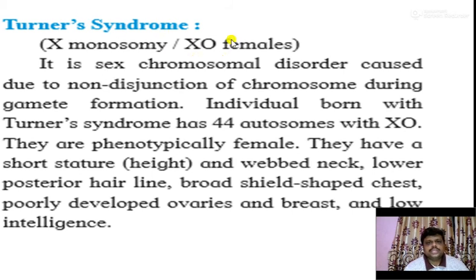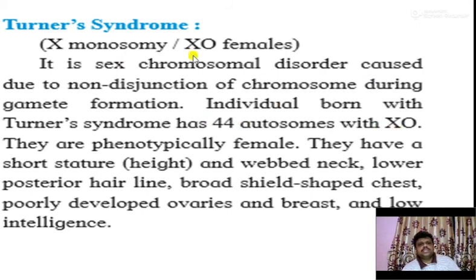So X0, this is called an X0 female because there is no second X chromosome found in that particular female. Okay, so there are 44 chromosomes and only one sex chromosome. It means that the total number of chromosomes is 45. So one chromosome is less, that is the X chromosome.